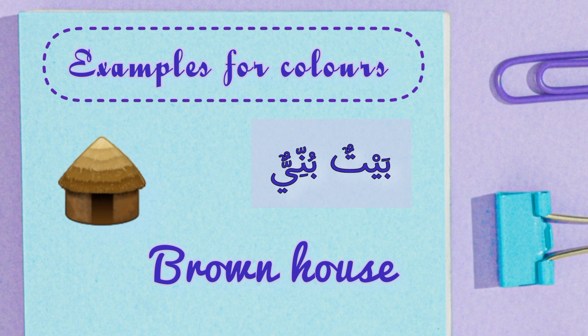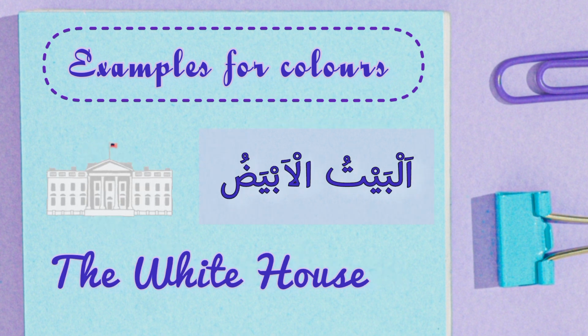House is masculine in Arabic, so its describing color will be also in masculine form. Baitun bunni. And if the word is definite, then the second word will be also in definite form. For example, al-baytul abyad. It means the white house.